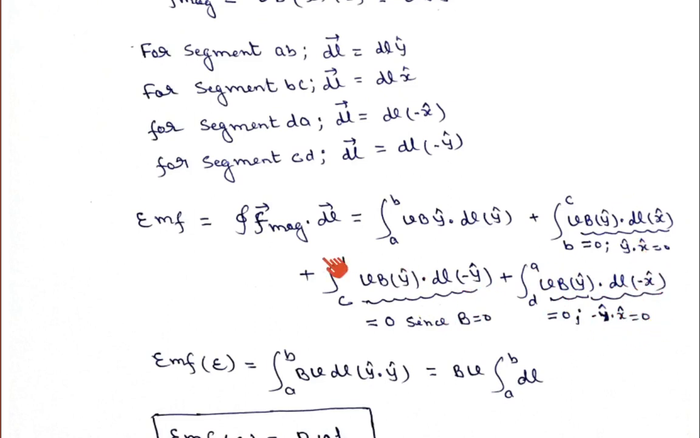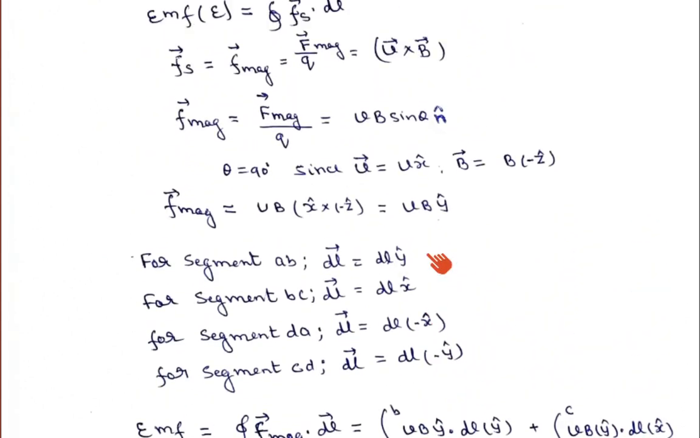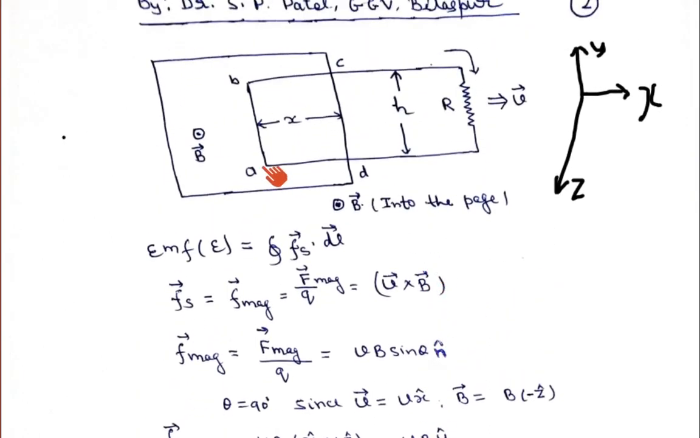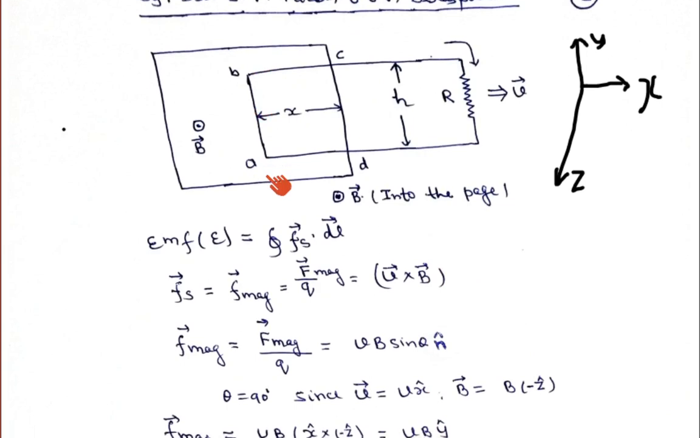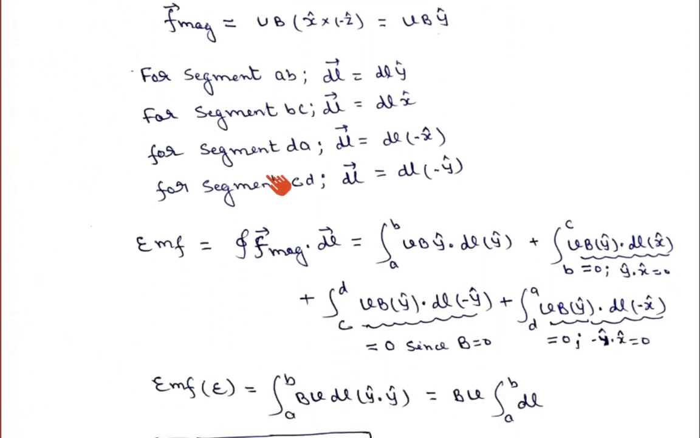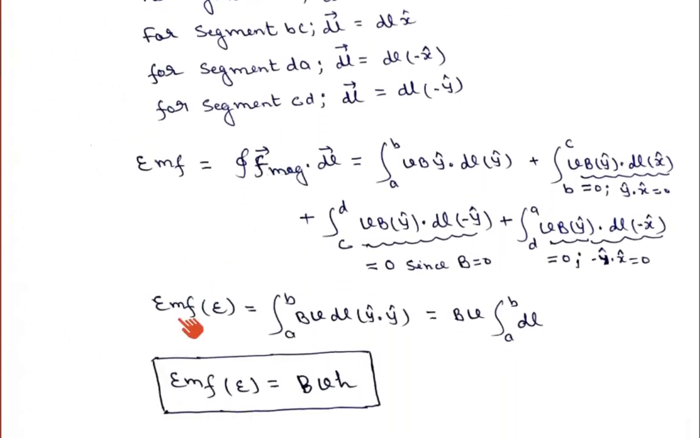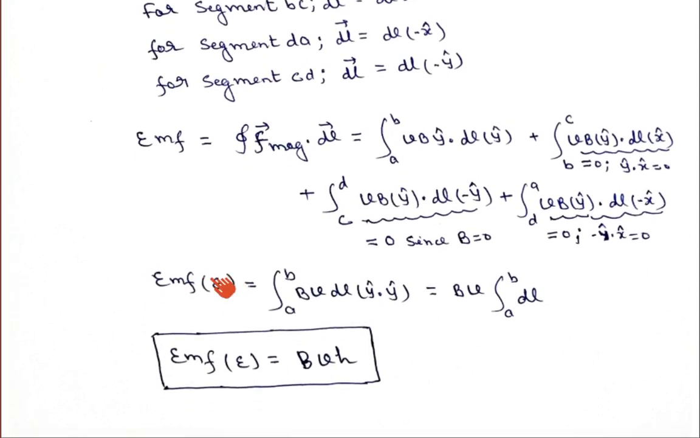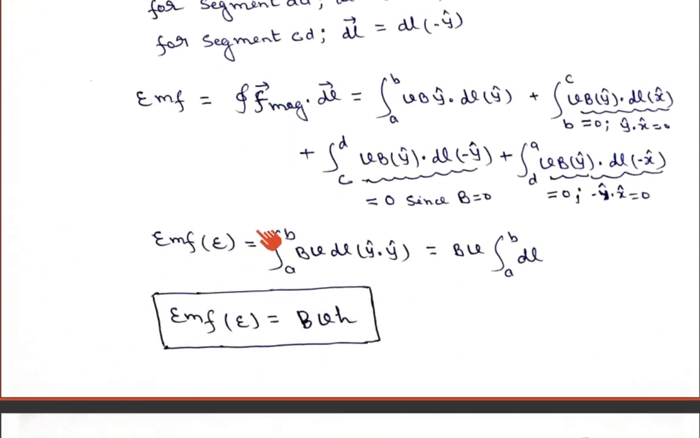So out of this whole circuit, the terms B to C, C to D and D to A will vanish. Only the segment of the circuit which is A to B will give an EMF within the circuit. So the EMF in the circuit can be written as the integral from A to B of BV DL, y unit vector dot y unit vector. So this will give 1.